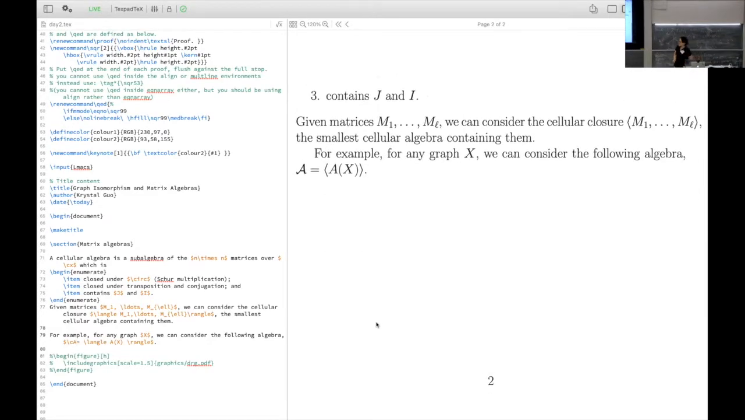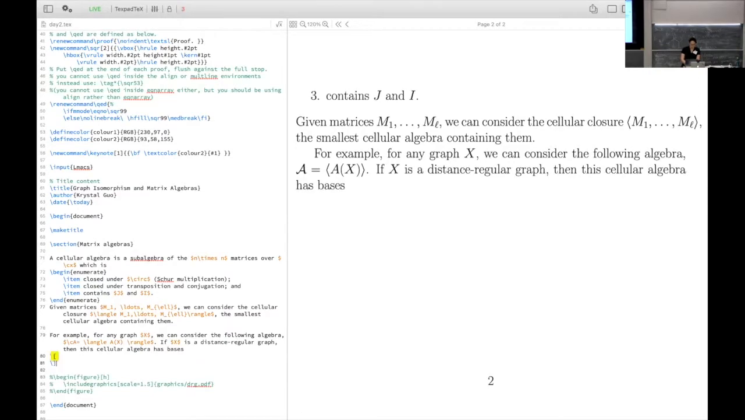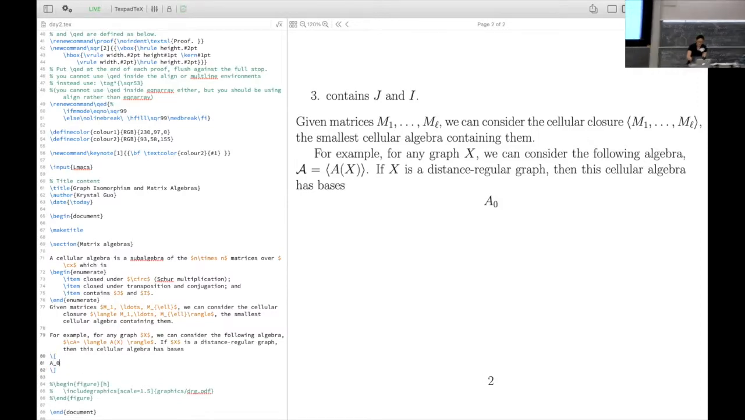Right, so you're right, Bill. That will indeed not happen. But the next line of my notes is, if X is distance regular, then this cellular algebra is particularly nice in that it has two sets of bases. So it has one set of bases that are A0, the identity matrix, A1, which is the adjacency matrix.